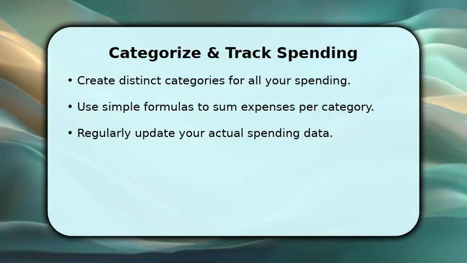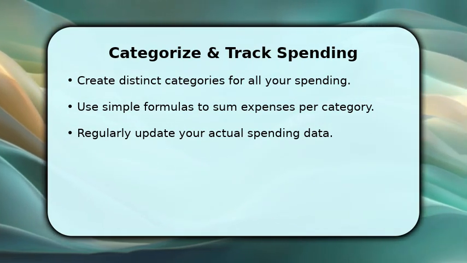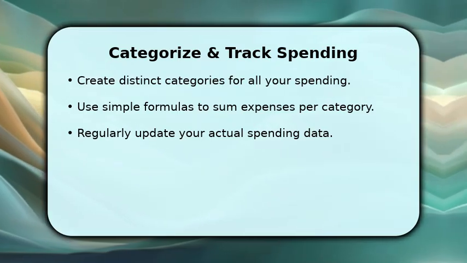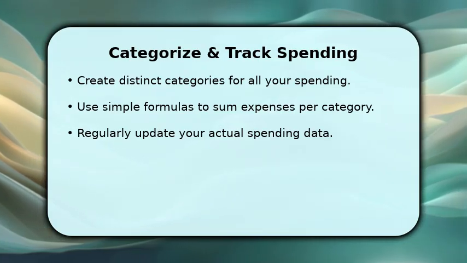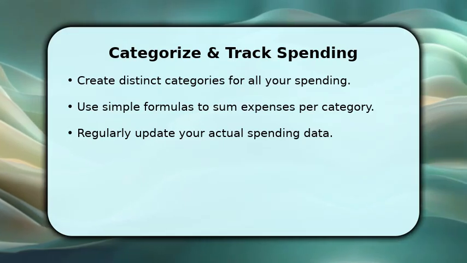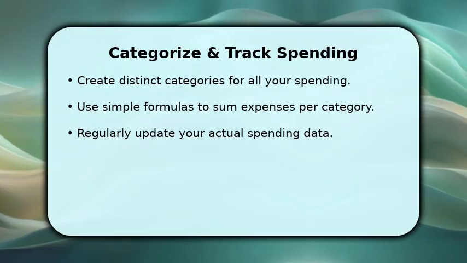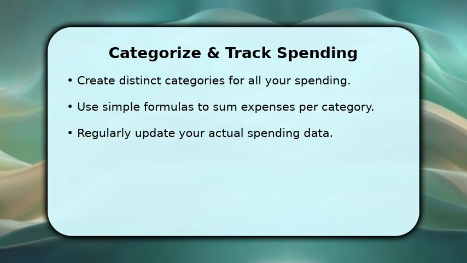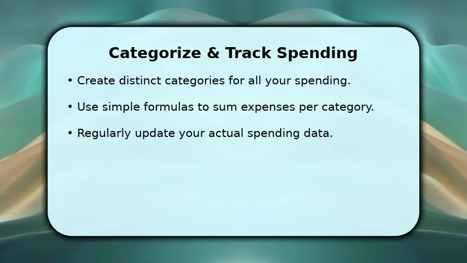Now let's organize your spending. Create distinct categories for every expense like utilities or entertainment. Use basic Excel formulas such as SUM to automatically calculate totals for each category. It's crucial to regularly update your actual spending data to keep your budget accurate. This step helps you clearly see where your money is going and compare it against your planned amounts.